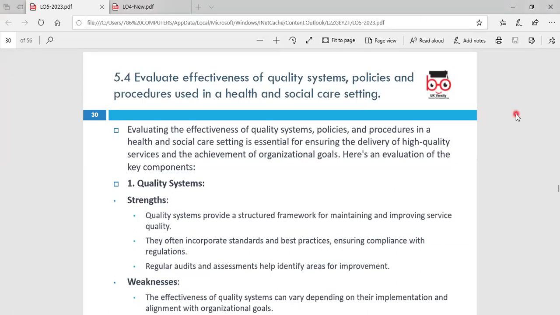So there are different aspects whose effectiveness you would want to evaluate. So their quality systems, what they are, what their strengths and weaknesses are. We'll talk about them. We'll talk about policies. So you're introducing or evaluating the effectiveness of policies and procedures.